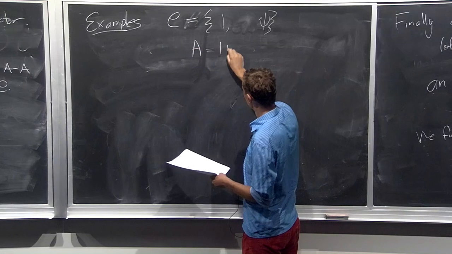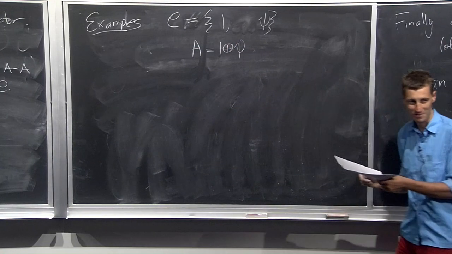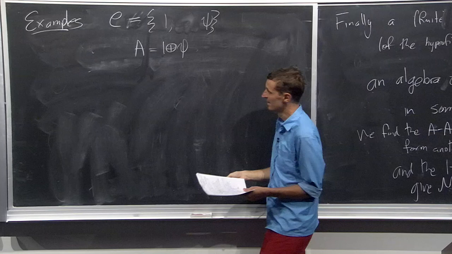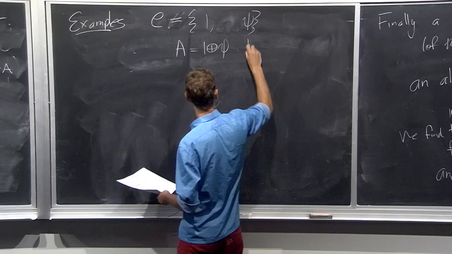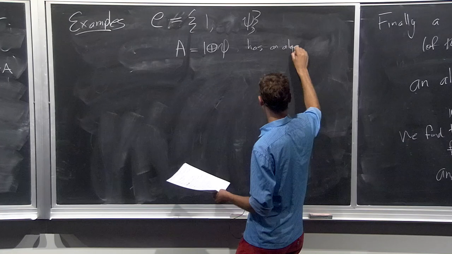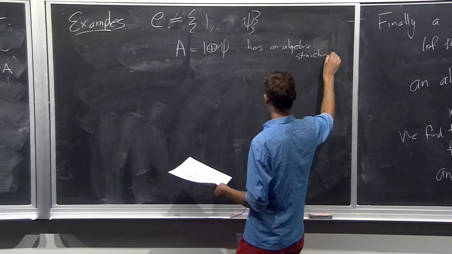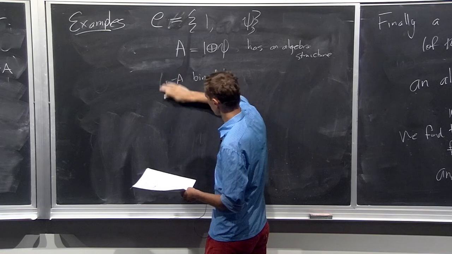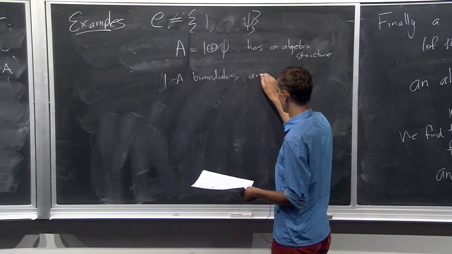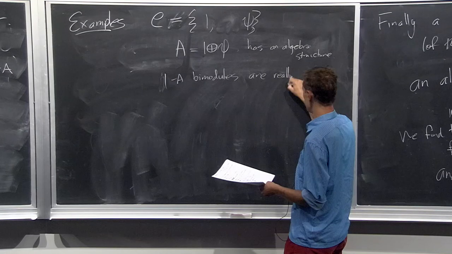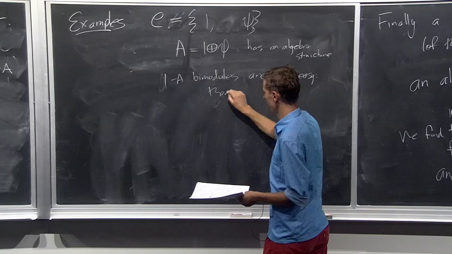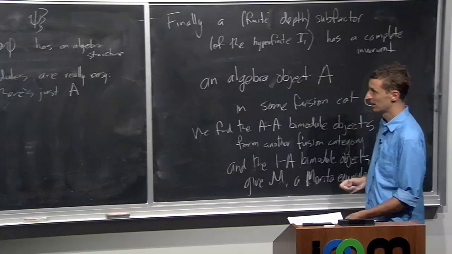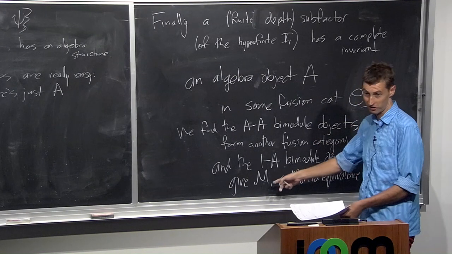Then we can take A to be 1 plus psi, and you can take my word for it, or maybe you have some other way of knowing this, but this thing has an actual algebra structure on it. And it turns out the 1A bimodules are really easy. There's just A itself, a unique 1A bimodule. So M here is this really boring category, just a single object category.